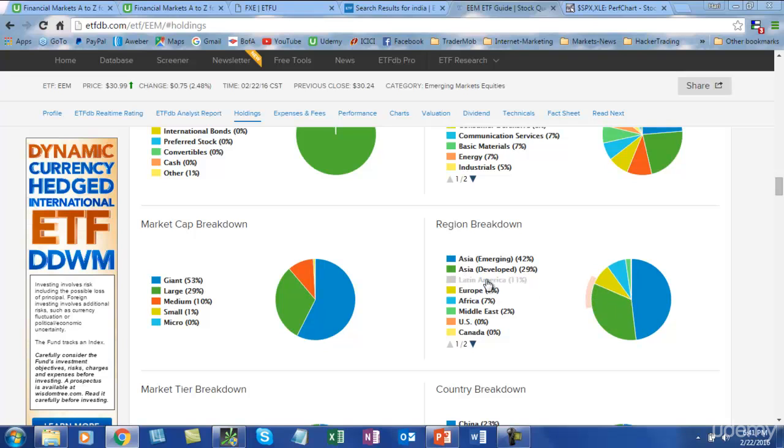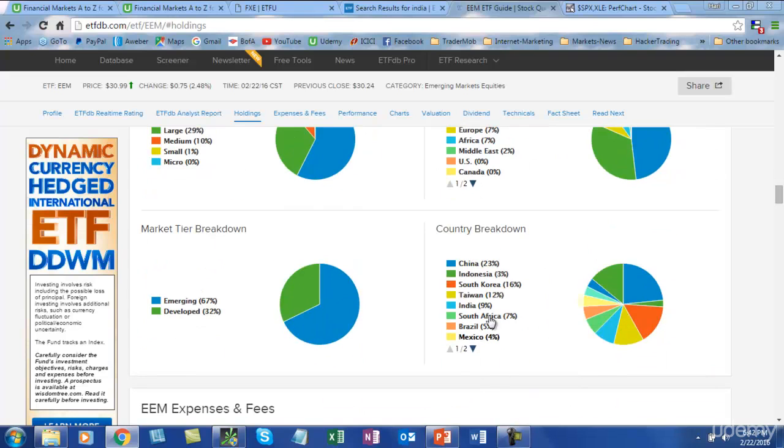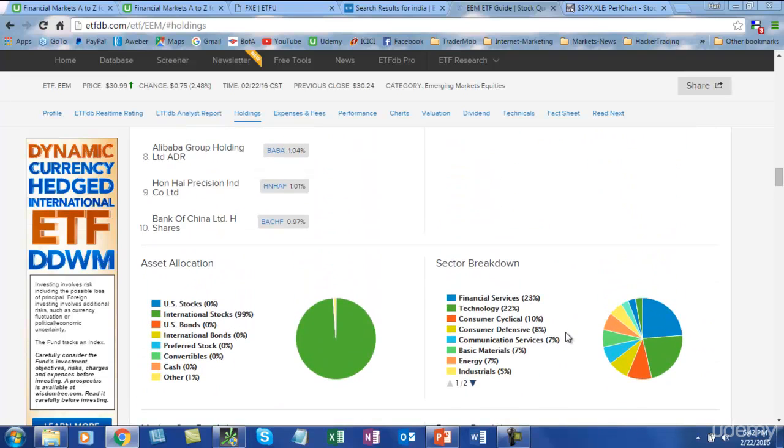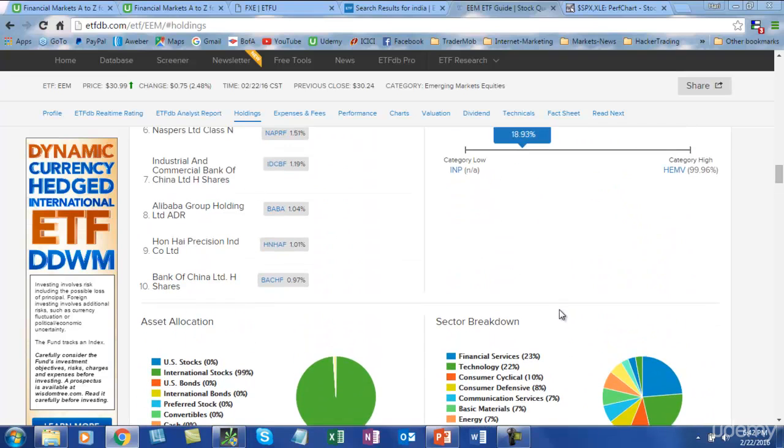So if we click on Latin America, that's 11%. If you see the country breakdown, this is what I was talking about. China is 23%, Indonesia 3%, South Korea 16%, Taiwan 12%, India 9%, South Africa 7%, Brazil 5%, Mexico 4%, and you have some others as well. Russia 4%, Malaysia 4%, other 14%. So it gives you a clear picture, very transparent.